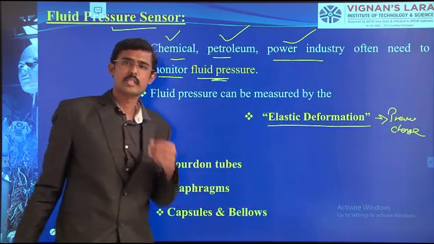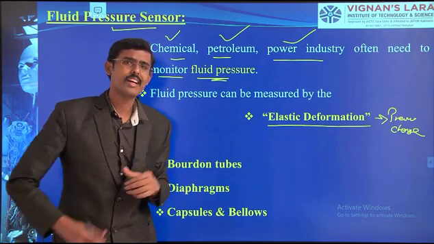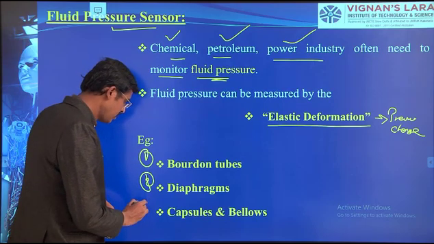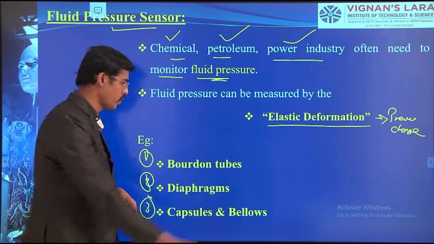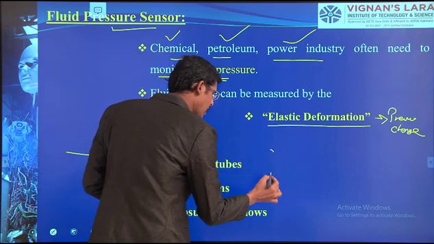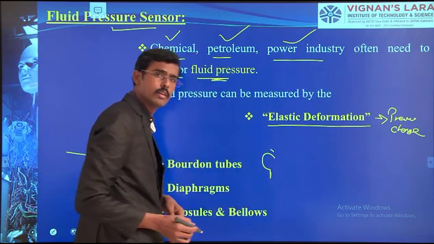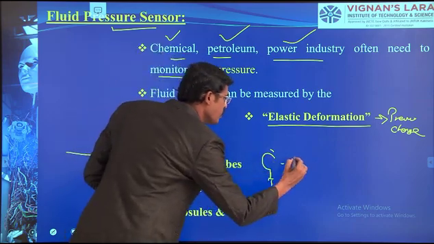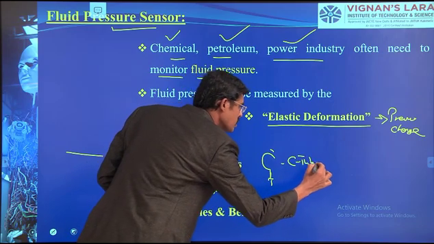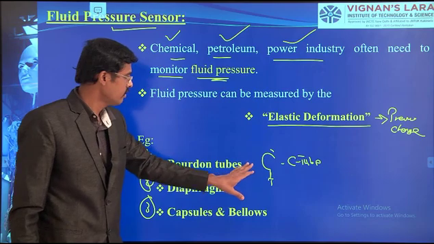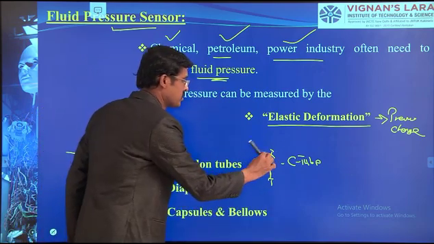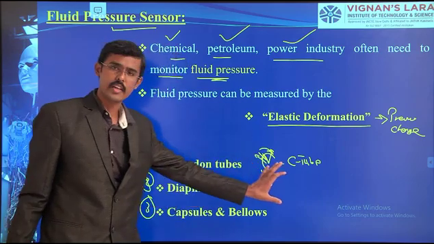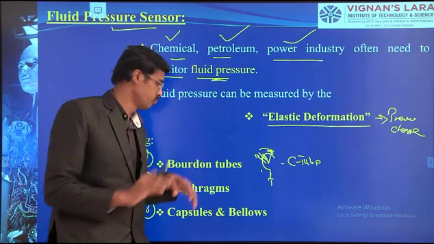Right? That we are going to measure as the pressure change. So what are they available here? For example, we have taken 3 conditions here. Number 1, a Bourdon tube, where we will have a tube in a circular format, where we are going to apply the pressure here. We call this a C tube, where when the pressure is applied, it expands here. So with respect to that, we will find it. Nothing but a fluid pressure applied over the tube.